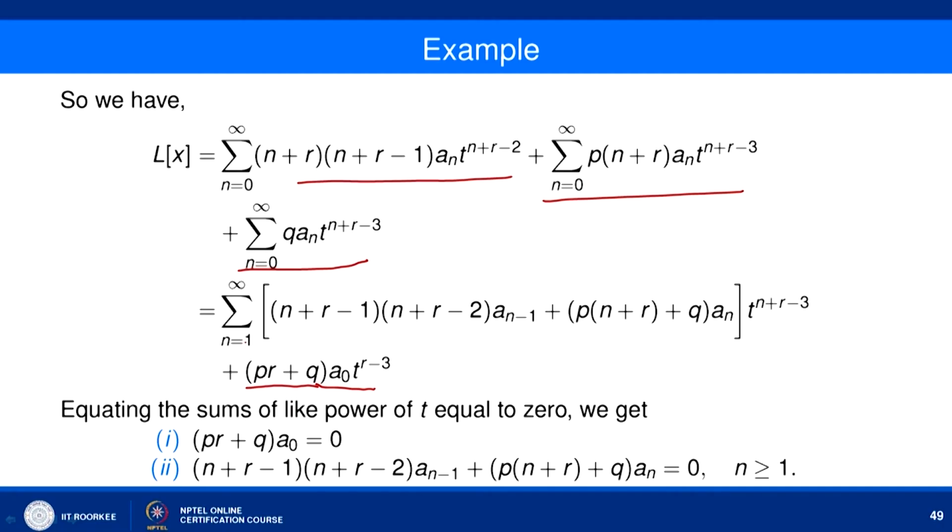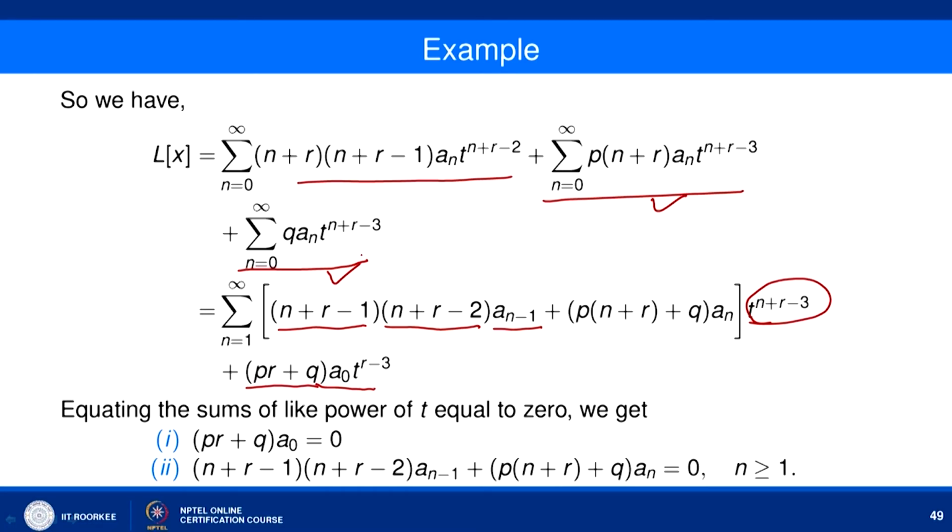So when you start from n equal to 1 to infinity, this will give you n plus r minus 1 into n plus r minus 2 a n minus 1. Let us take the coefficient of t to the power n plus r minus 3, which will come when you take n equal to minus 1. So here we write n plus r minus 1 into n plus r minus 2 a n minus 1 plus p n plus r q a n. Basically, we are first calculating the coefficient of t to the power r minus 3, which we can take from this term as well as this term.